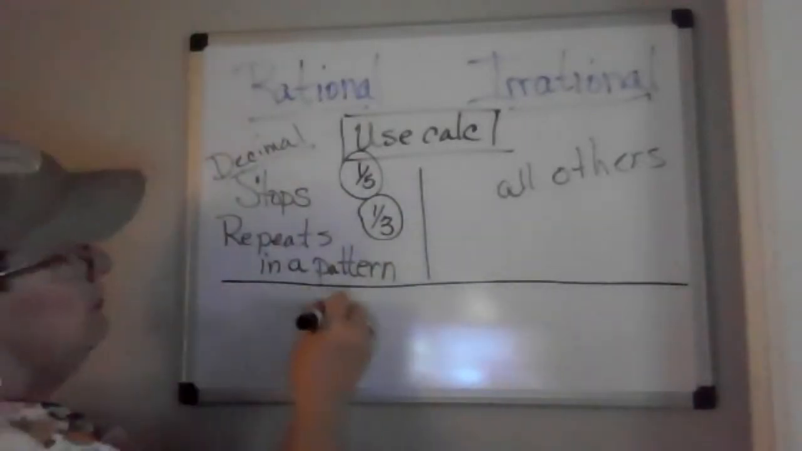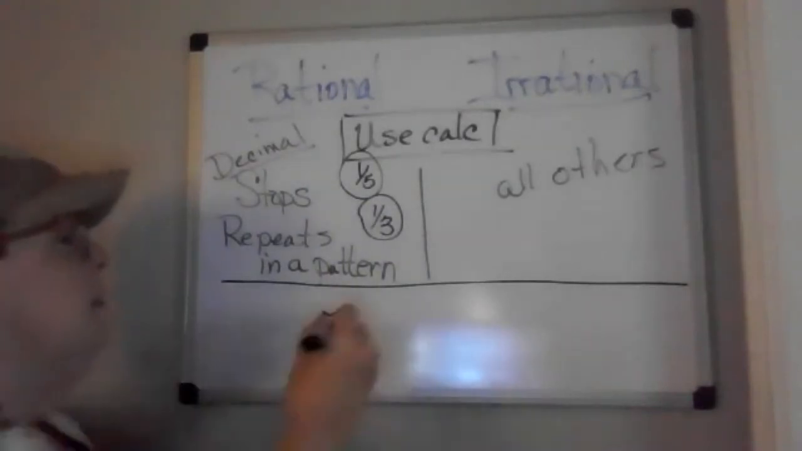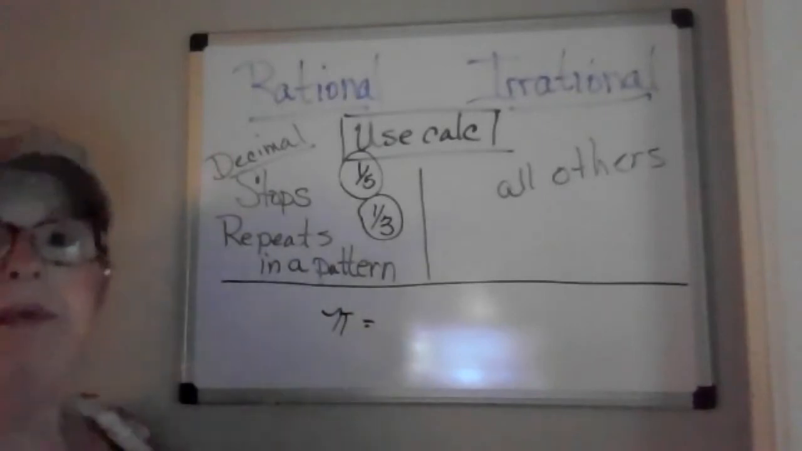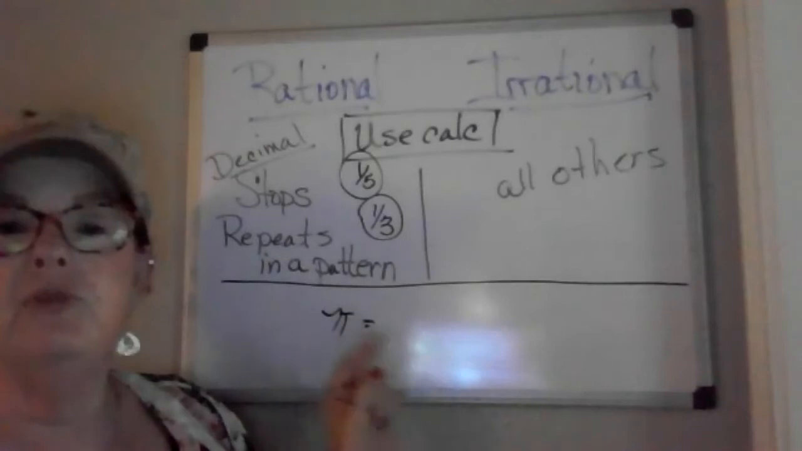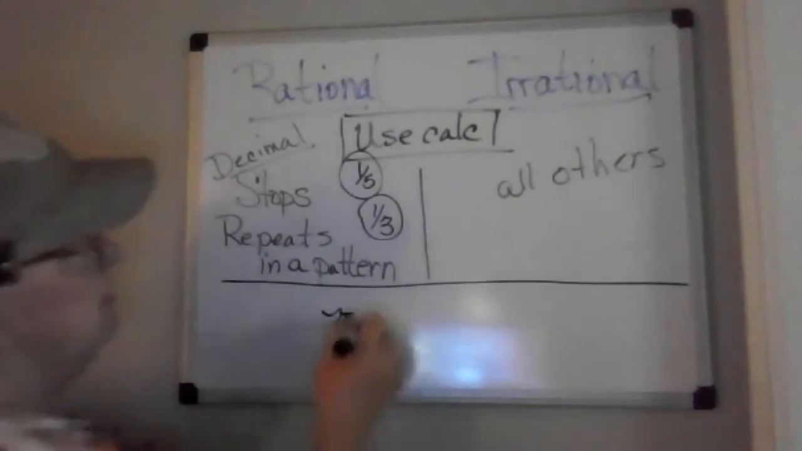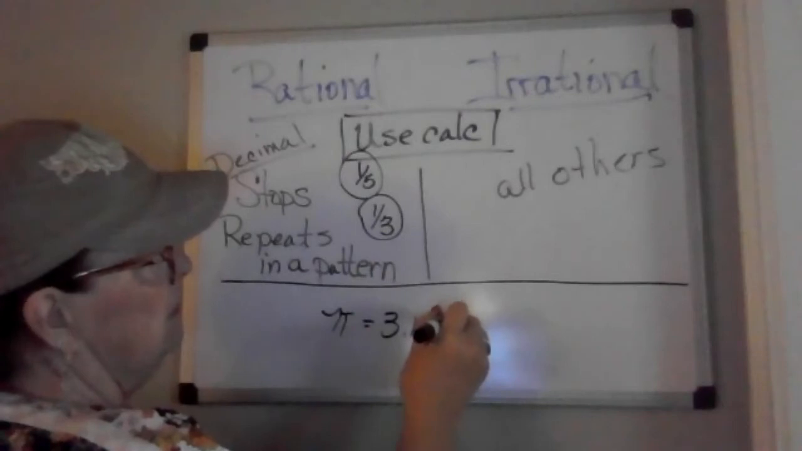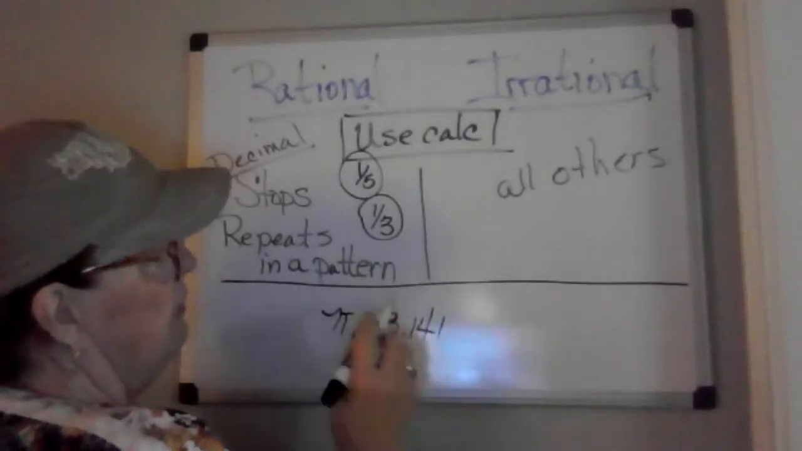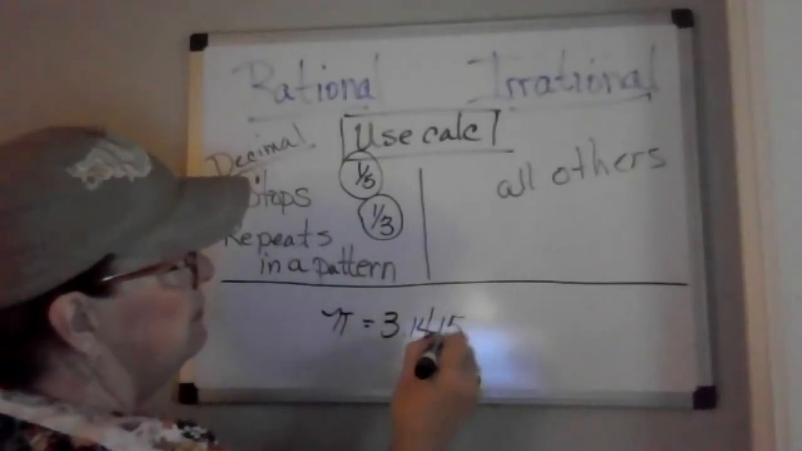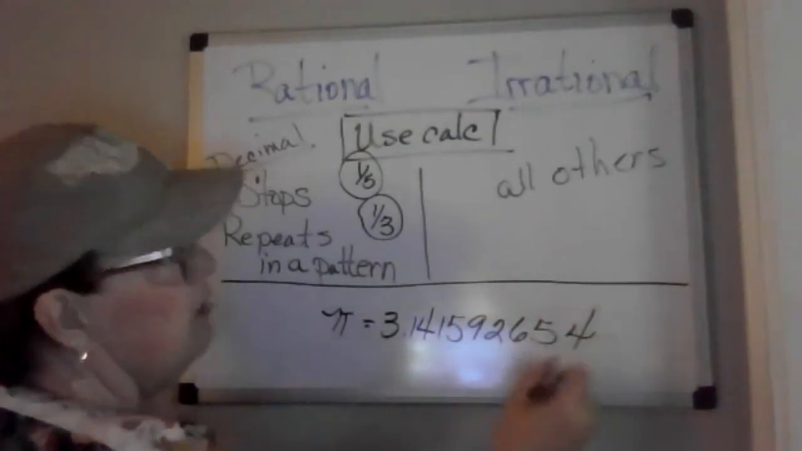How about this one? This is a special number in mathematics called pi. And on the calculator that we use for the test, there is actually a button on there that says pi. So you can just push it and push equals. And it will give you 3.141592654, okay, and it will go on.